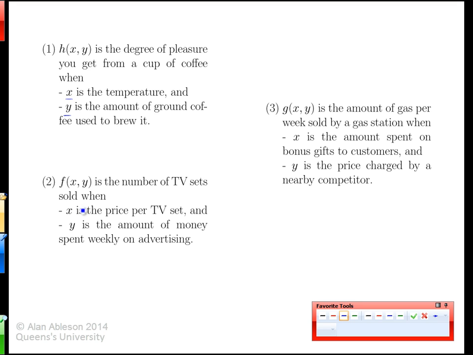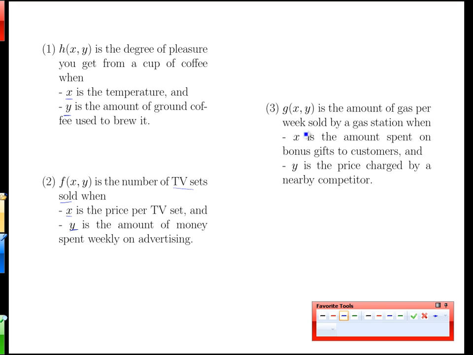Number 2 is the number of TV sets sold, so total sales, with a couple of different inputs to that function that would contribute to our number of TV sets sold. One is our price for them, and Y, the other variable, could be the amount that we spend on advertising.